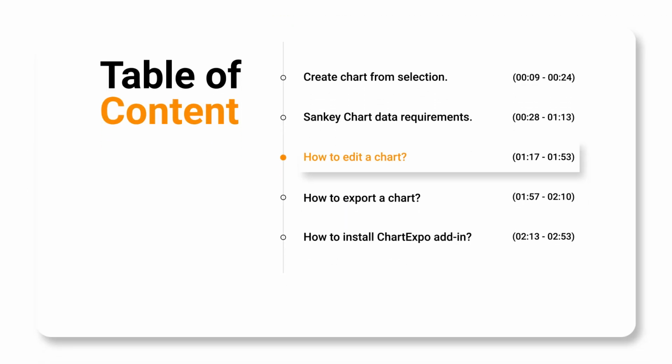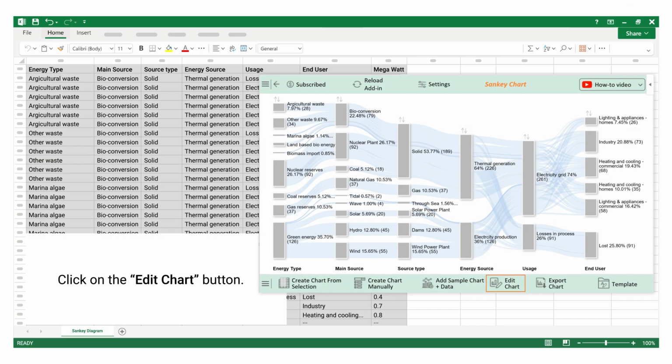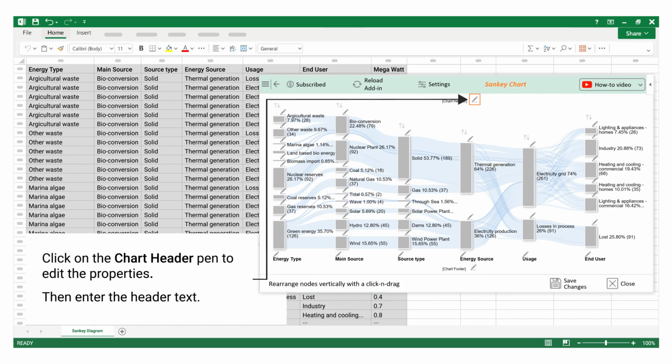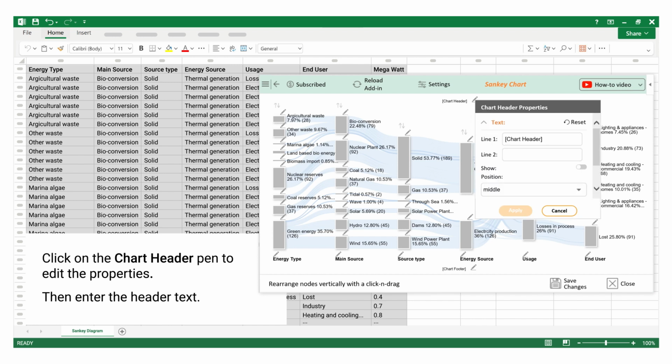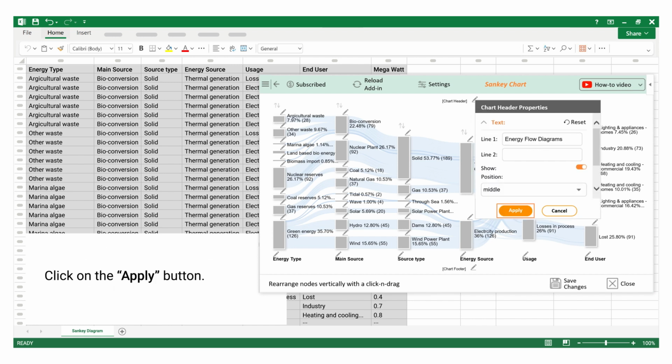How to edit a chart. Click on the Edit Chart button. Click on the chart header pen to edit the properties. Then enter the header text. Click on the Apply button.